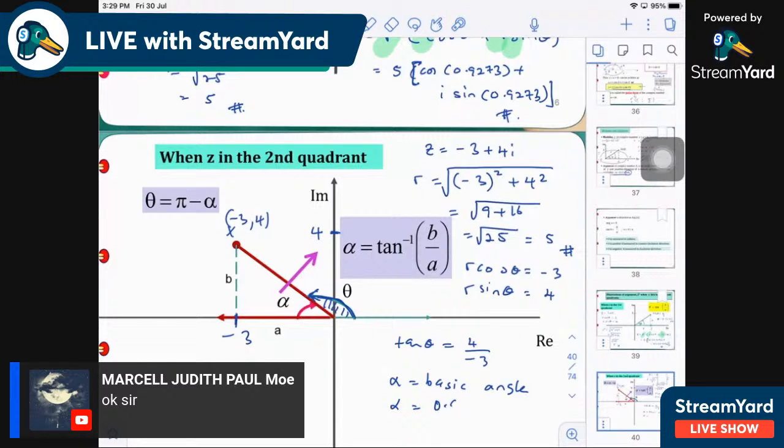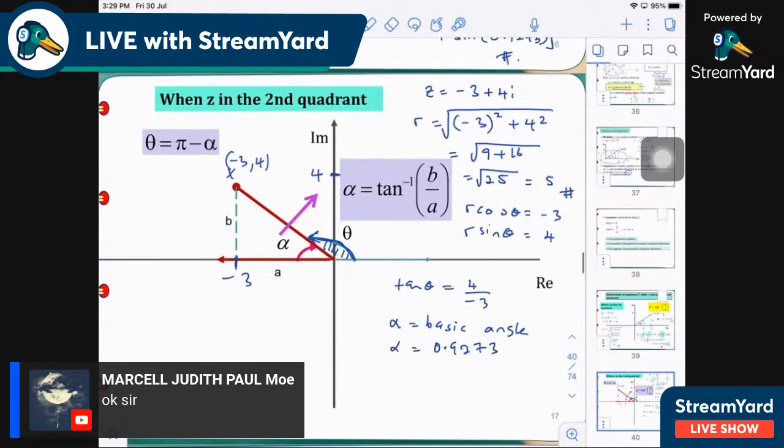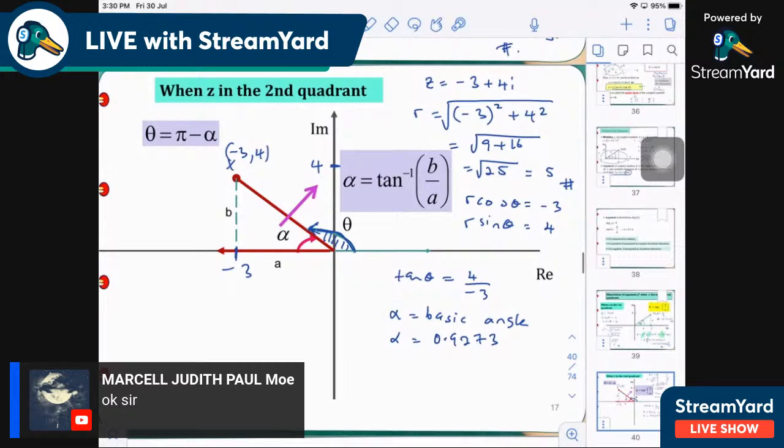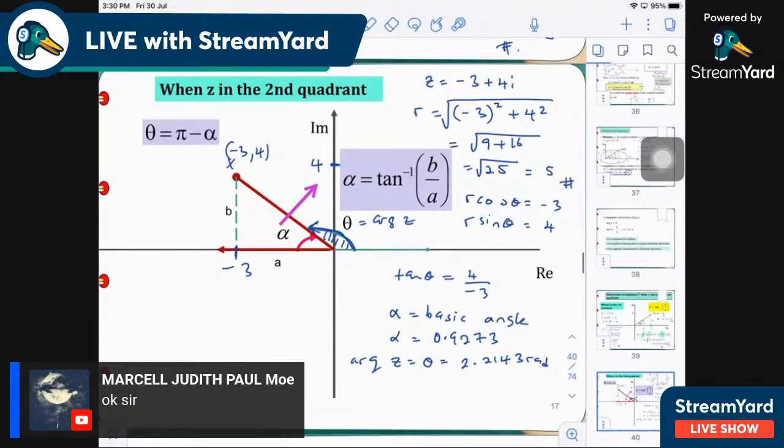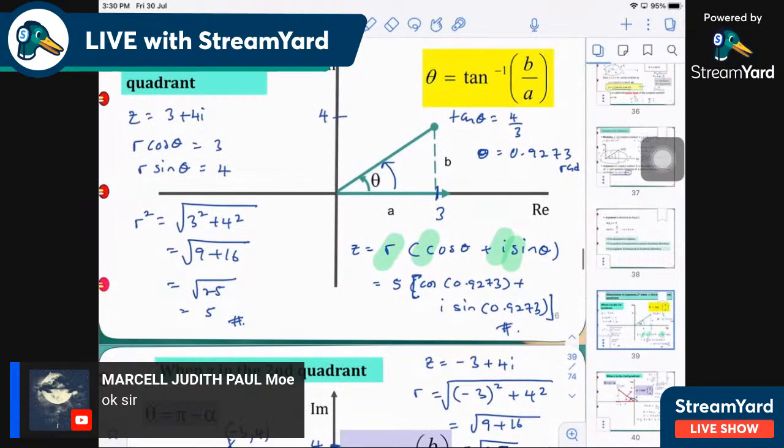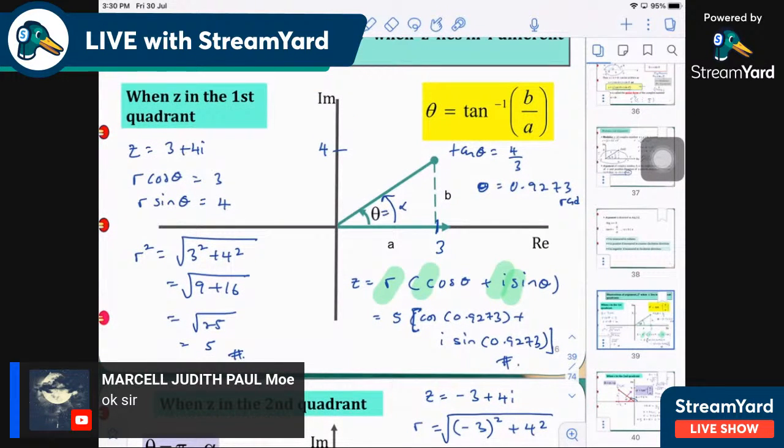But what is the argument going to be? The argument of z, which is also equivalent to theta, is going to be pi minus 0.9273. That will give you 2.2143 radian. And the argument is positive. Why positive? Because it's above the x-axis. Theta is your argument of z. Here, the basic angle alpha is 0.9273.